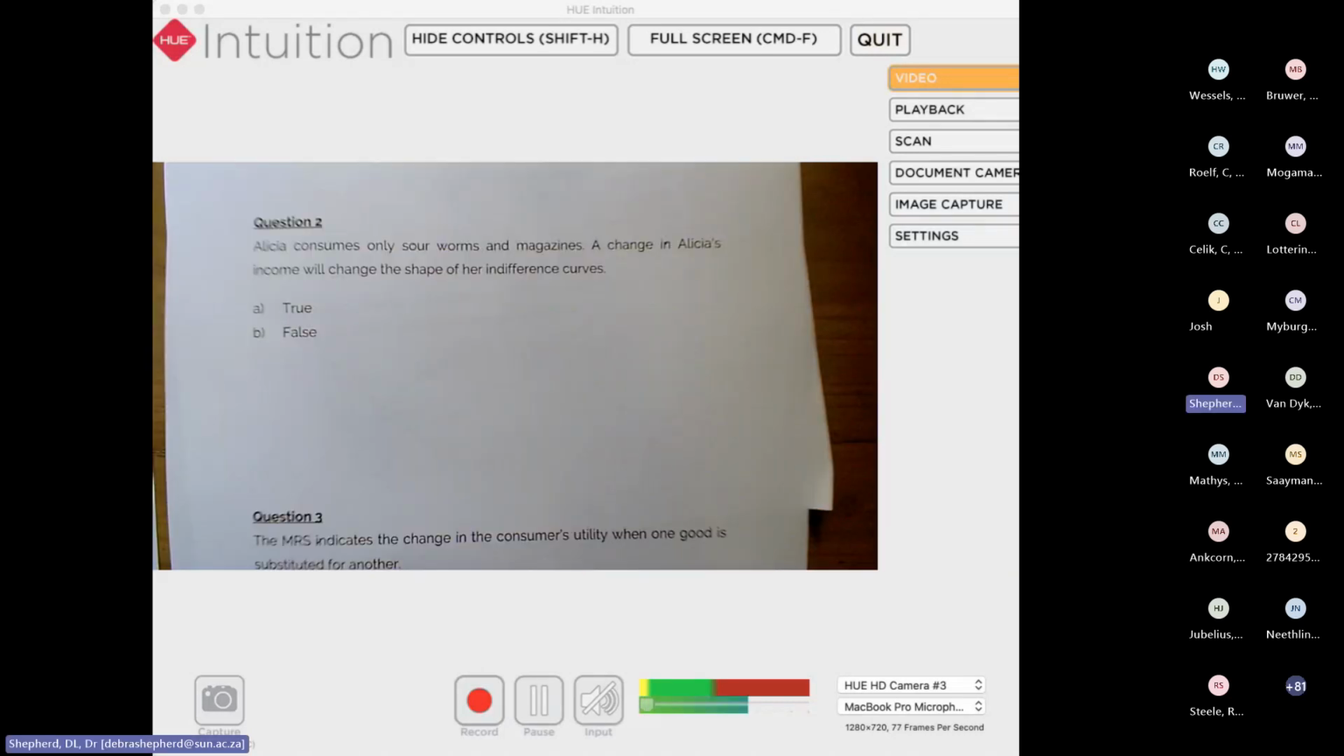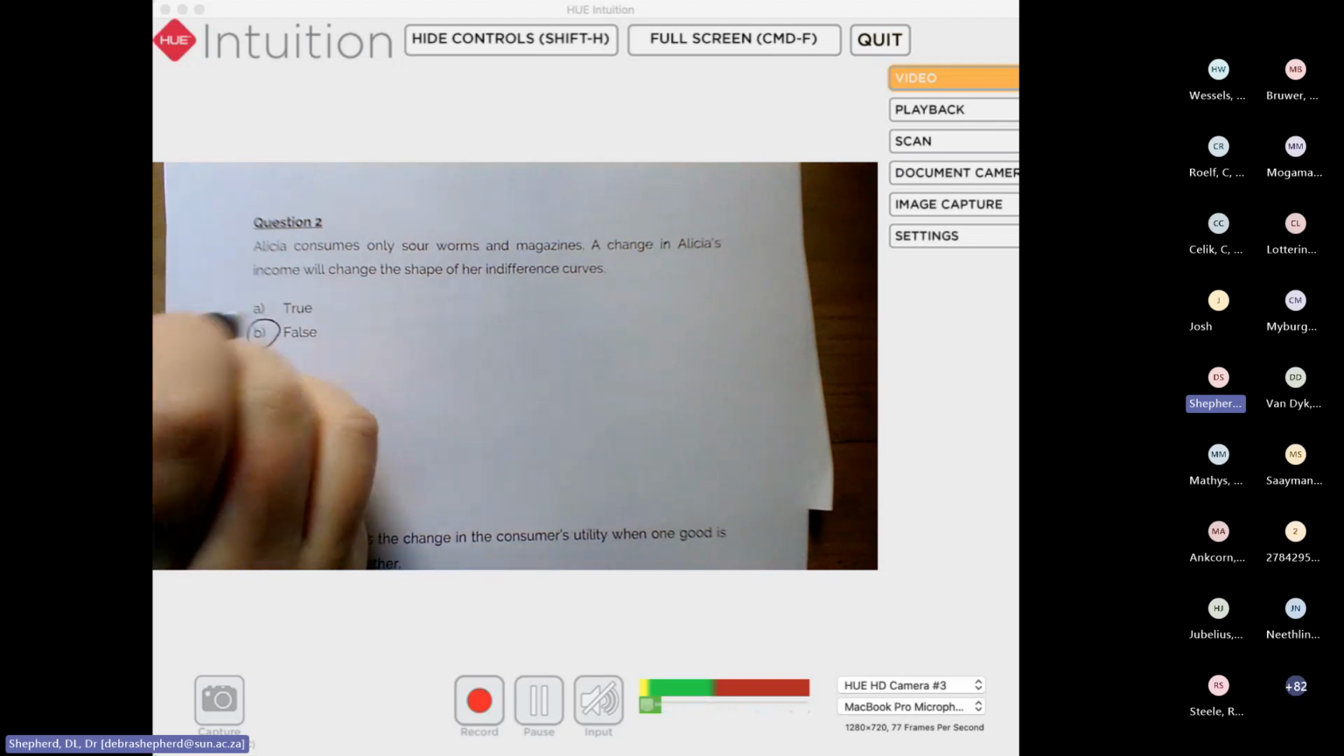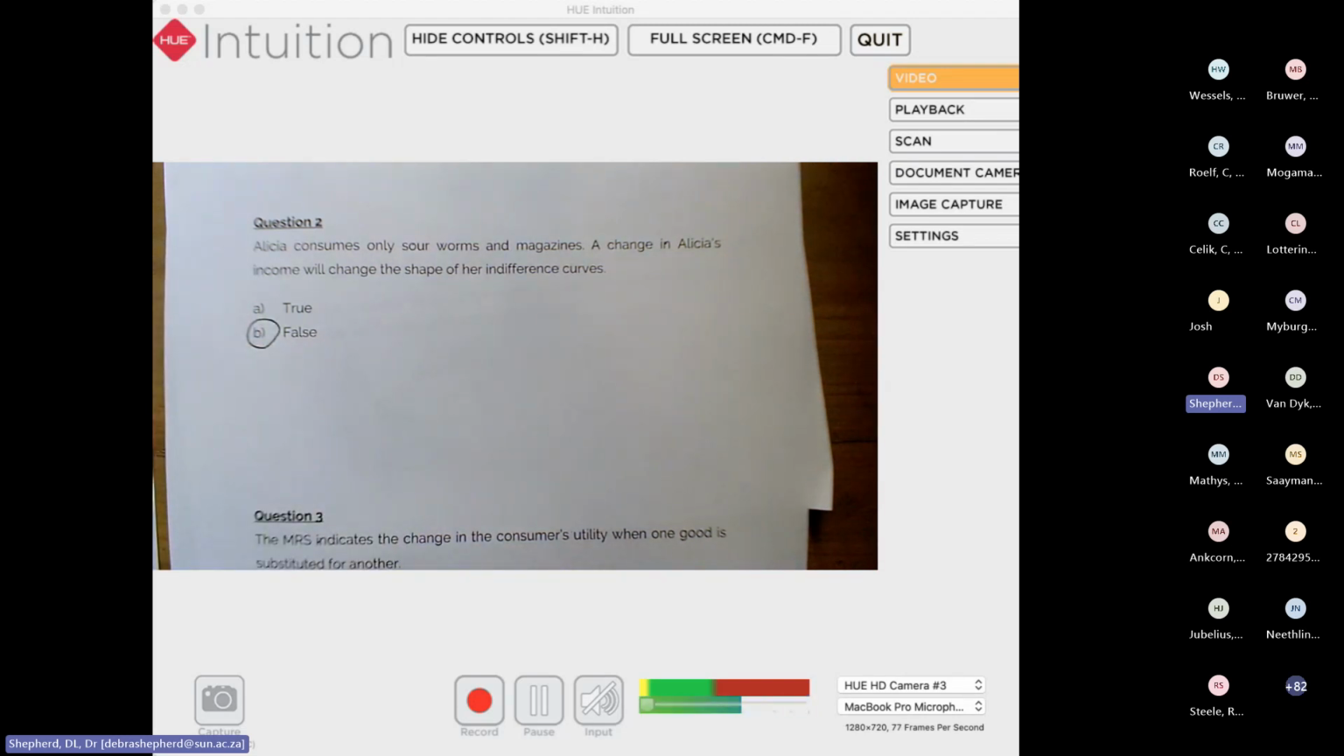So question 2 says, Alicia consumes only sour worms and magazines. A change in Alicia's income will change the shape of her indifference curves. Do we think this answer is true or false? If her income changes, will this affect her indifference curves? Okay, so we have a false, no, awesome. This is false. What would be affected by a change in income?